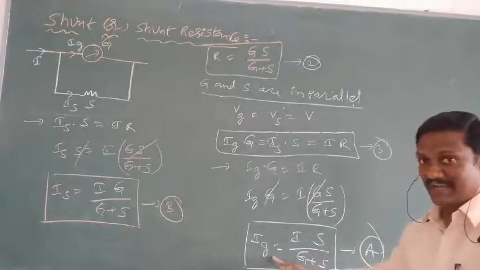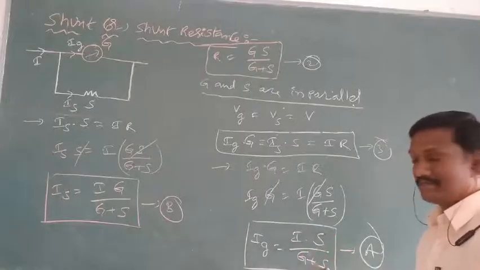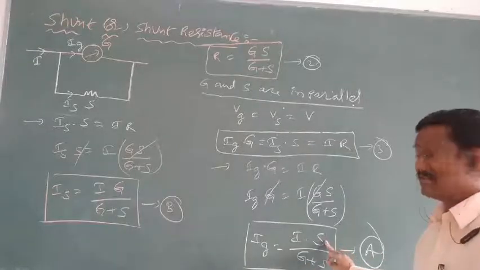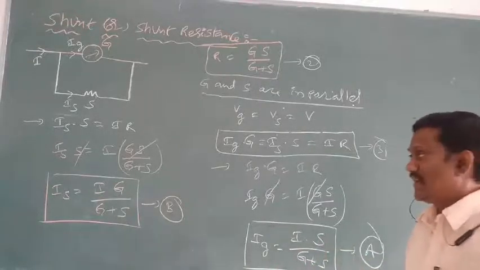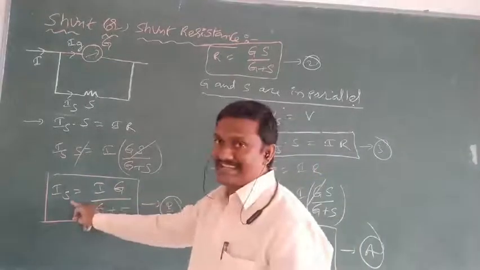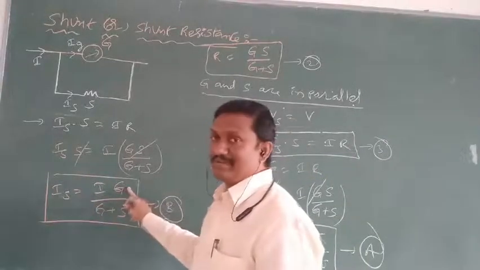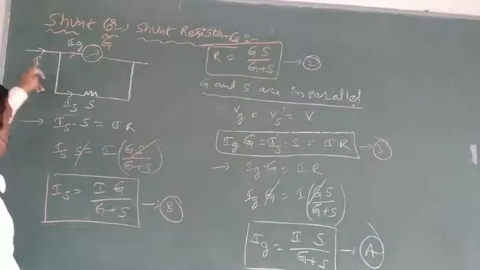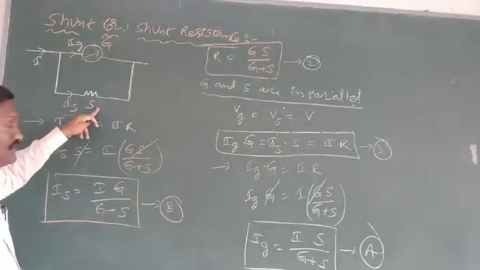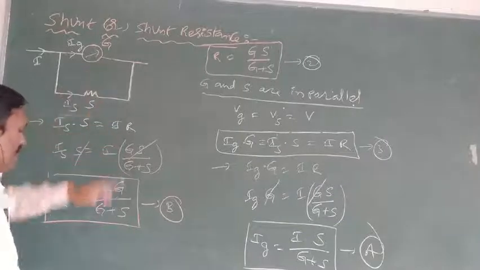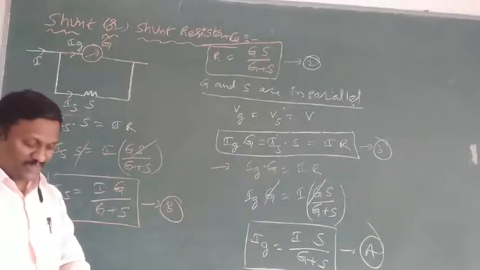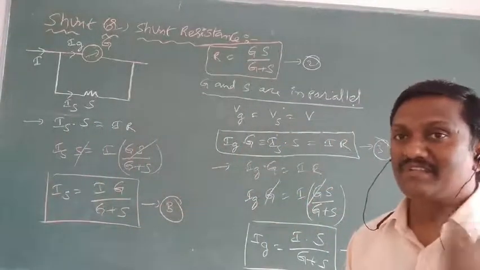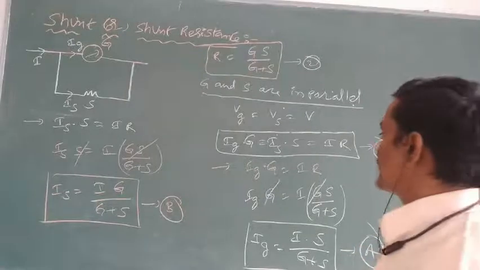Observe both formulas, the Ig and Is formulas. Ig means current passed through galvanometer, I into S by G plus S. For galvanometer current Ig, here shunt resistance S appears. And in the expression for current passed through shunt resistance Is, galvanometer resistance appears, I into G by G plus S. So for galvanometer current, it is I into the opposite resistance by G plus S. For shunt current, it is I into the opposite resistance G by G plus S. So that is about current passed through galvanometer and current passed through shunt resistance. So that is about the importance of a shunt and shunt resistance.